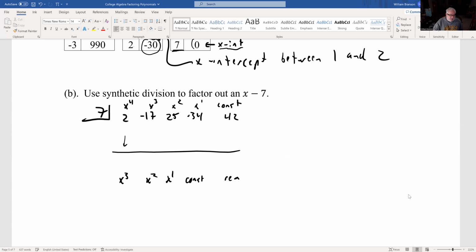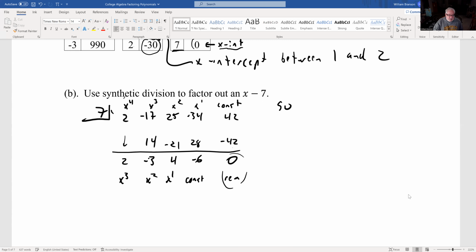So we pull down the 2. 2 times 7 is 14. 14 plus minus 17 is minus 3. 7 times minus 3 is minus 21. 25 plus minus 21 is 4. 4 times 7 is 28. 28 plus minus 34 is minus 6. Minus 6 times 7 is minus 42. And hooray, 42 plus minus 42 is 0. We've got that 7 is a root, or x minus 7 is a factor.